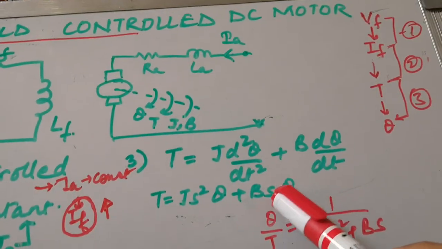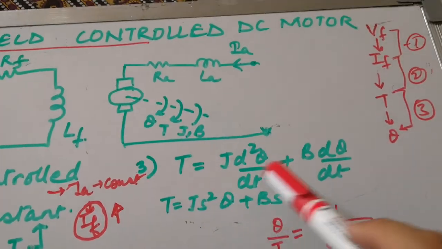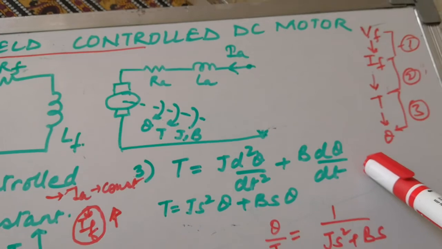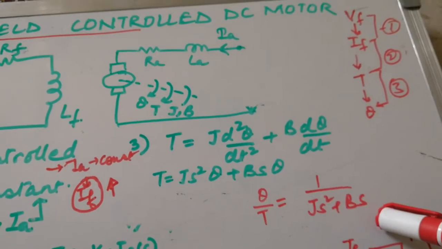Now the next one is of the rotational mechanical system. Because we have not taken K here, I have skipped the K theta term here. So we have got this equation.